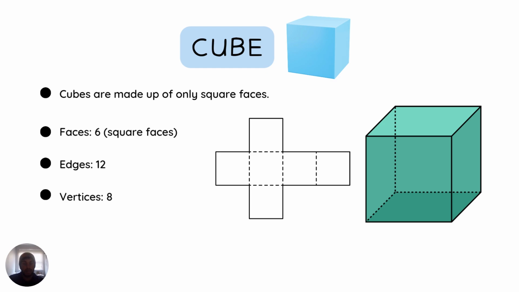Perfect. Okay. And then on the left hand side here, we see the net. So if this was built, we can't do it together, obviously, because we're not in a classroom together. But this is the net. So if you cut this out and compile it, put it together, you would get the cube.